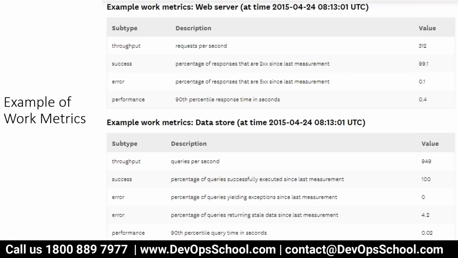Examples of work metrics are throughput, success, errors, and performance. Throughput is requests per second. Success is the percentage of responses that are 2xx since the last measurement. Errors are the percentage of responses that are 5xx since the last measurement. Performance is the percentile, and sometimes we also call this latency. So these are some of the examples.